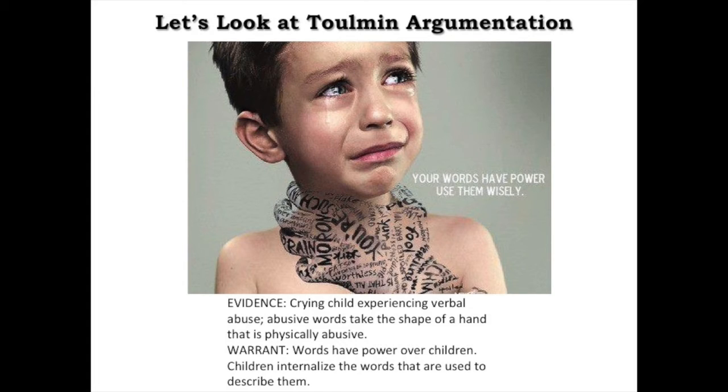And we can assume that this is like an adult, like a parent or maybe a loved one that's doing this to him, since he is looking up and it is a young child. And I think even male, because look at the hand and the size of the fingers and everything. I'm almost thinking this is a male that's abusing this child with the words that he's choosing to use. Yeah. So the warrant here: words have power over children. Children internalize these words that are used to describe them. It ends up hurting them. Thus, we see the tear rolling down the cheek and the fact that he looks like he's afraid.